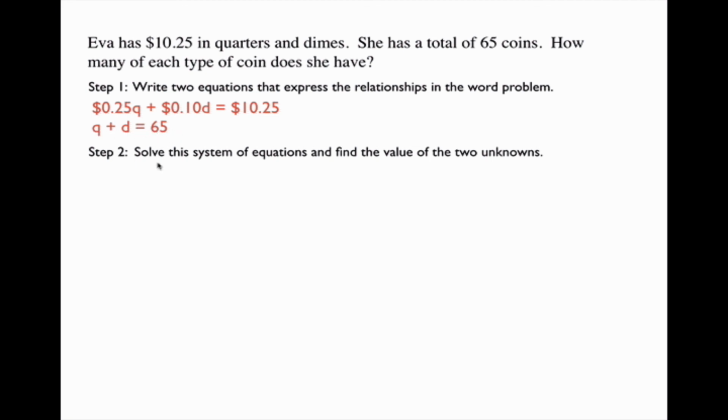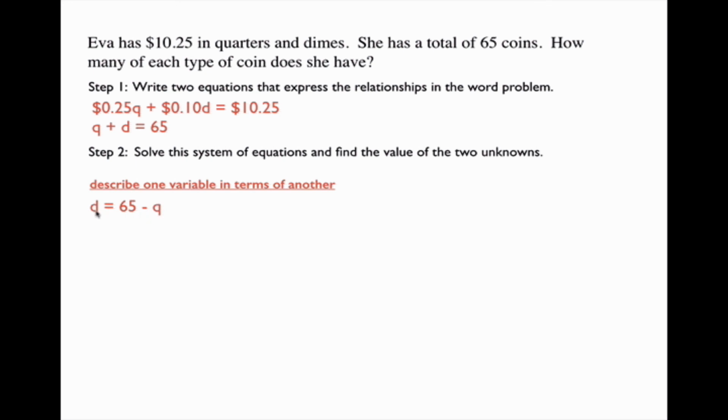Now, I'm going to solve the system of equations and find the value of the 2 unknowns. I have 2 methods available to me, substitution and elimination. The first method I'm going to use is substitution. So I'm going to take the second equation and solve it for D. This way I describe one variable in terms of another. So D equals 65 minus Q. I should mention that I could have solved this equation for Q, but I decided to solve it for D. It'll work both ways though.